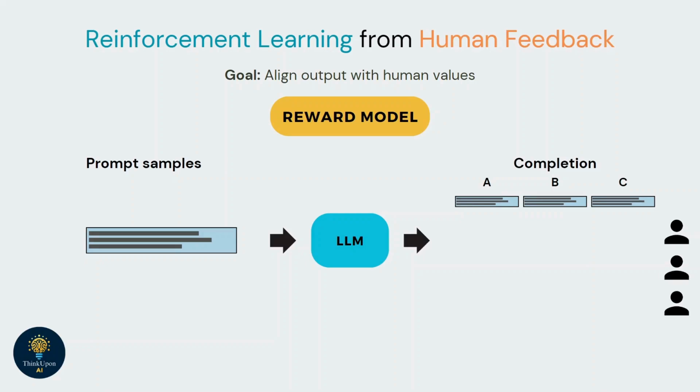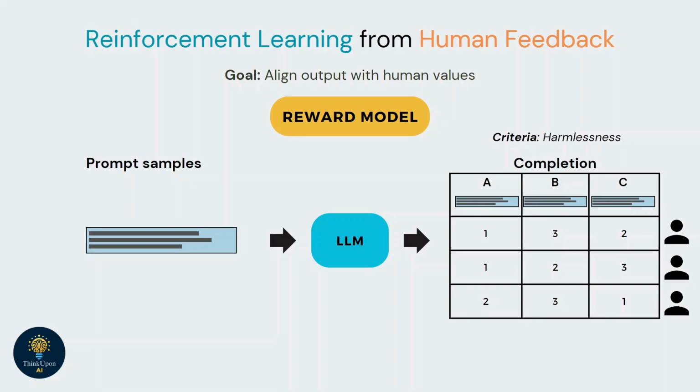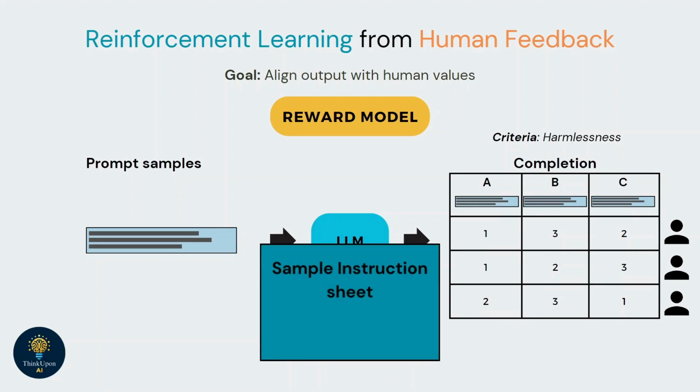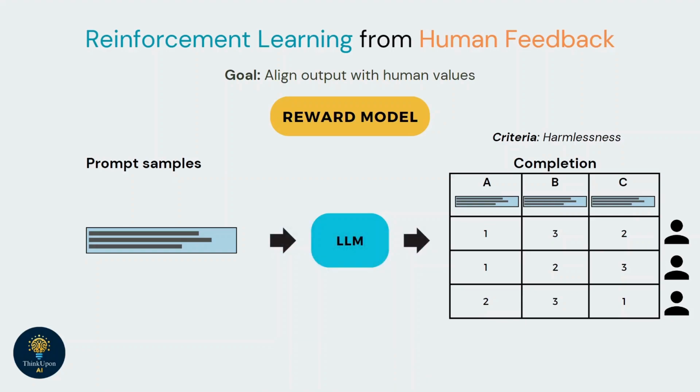Once we have the completions for each of the prompts, we introduce the humans in the loop. These humans then provide a rating value for each of the answers generated. But before rating the answers, they are provided with a sample instruction sheet which could contain instructions like how they should rate these answers based on the selected criteria, or if they could use the internet for fact checking. Once each of the humans is thorough with the sample instructions, they can rate these answers based on their preferences.